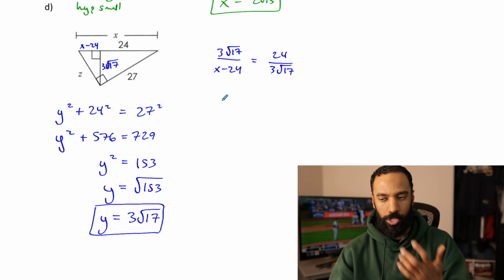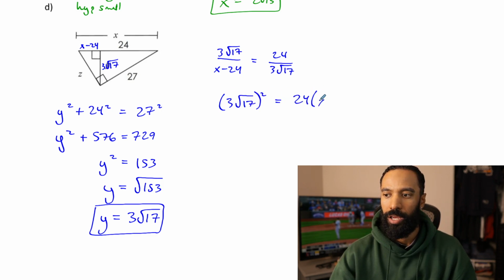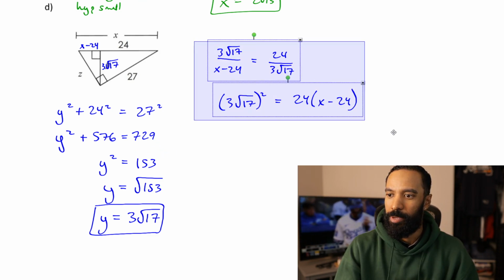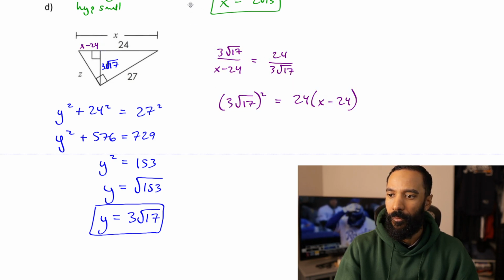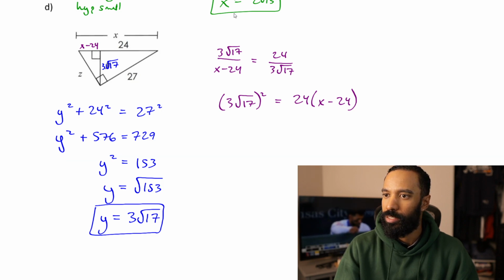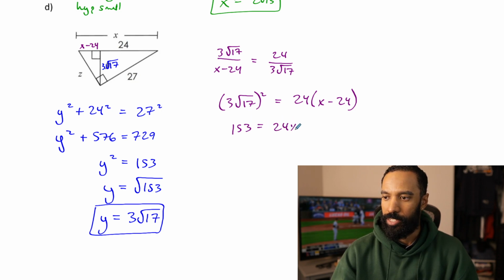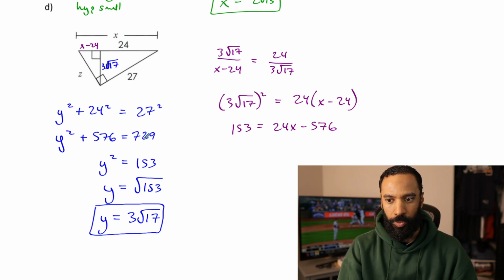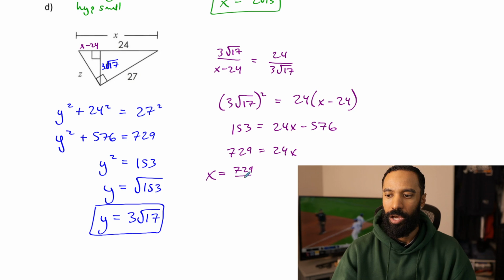Now, the 3 root 17s, we cross multiply, we get 3 root 17 squared, and we've seen that before because it's 153. So let me actually change colors. All right, that's 153. Let's distribute. Add 153. I guess you get 729, right? 729 equals 24x. So x is 729 over 24.